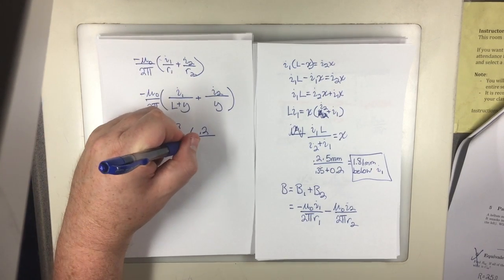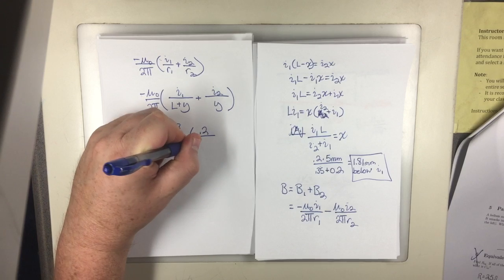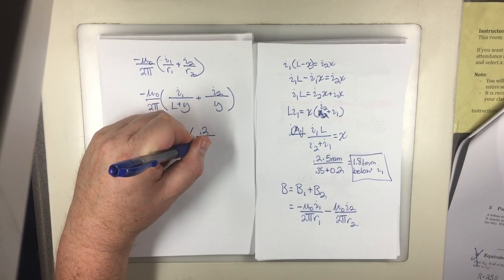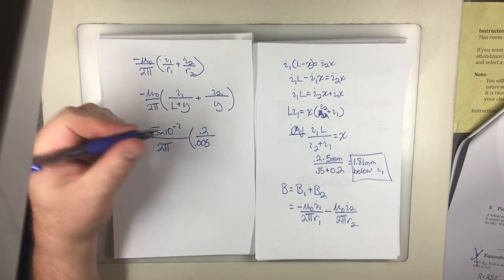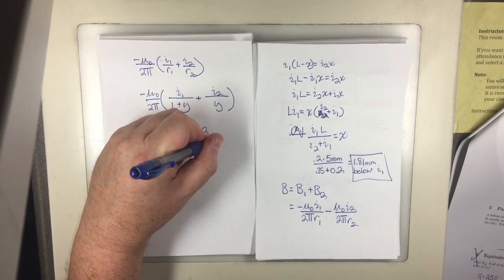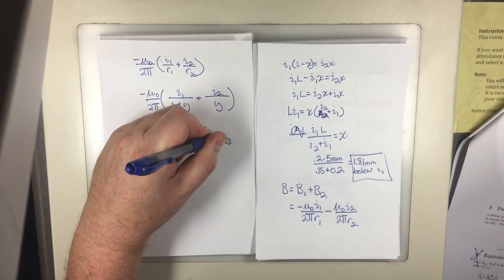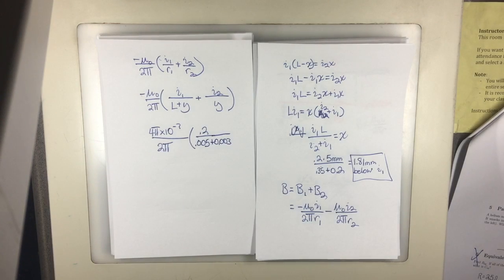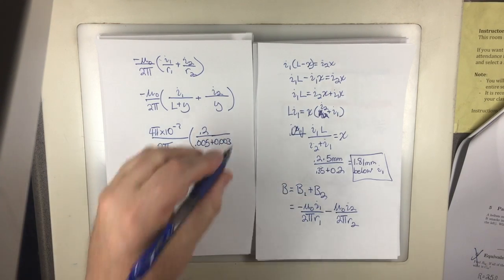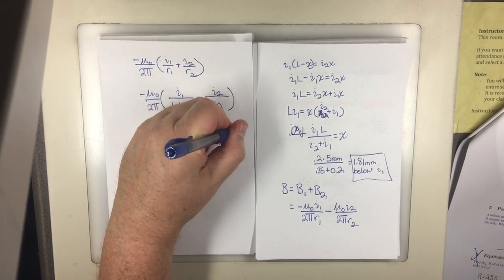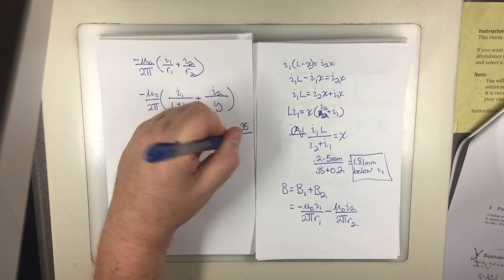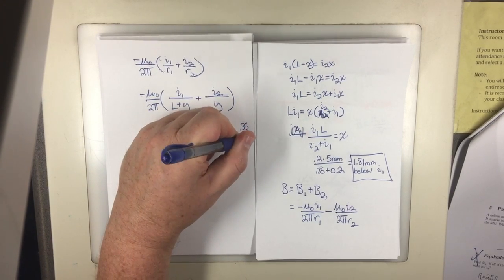Big L, 0.005 plus 0.003. So everything here now has to be in meters. Plus 0.35 divided by 0.003.